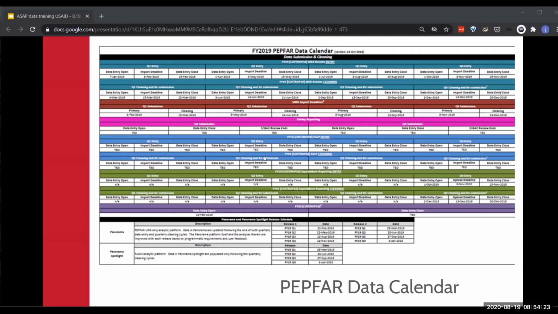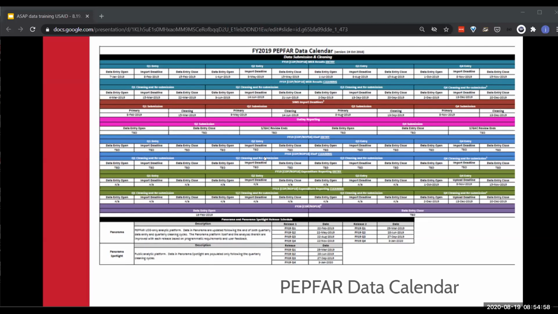Next we have the PEPFAR data calendar, and I hope everyone was able to download this. This is a really key document for understanding the PEPFAR data lifecycle, because every data point that you would be asked to collect on behalf of PEPFAR has a corresponding area in this calendar. It's very busy, there's a lot going on here, and it's a little hard to understand. I'm not going to give a thorough overview of every aspect of this calendar, because there is a lot.